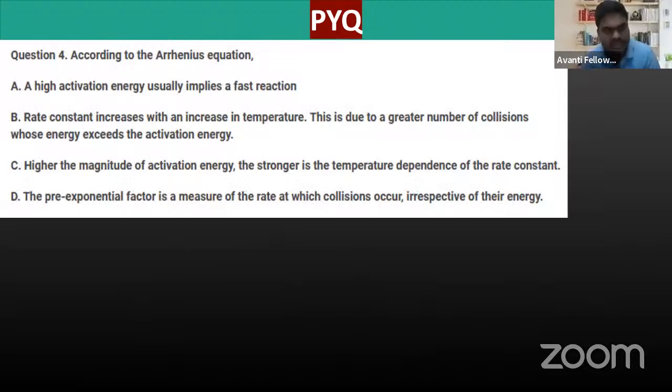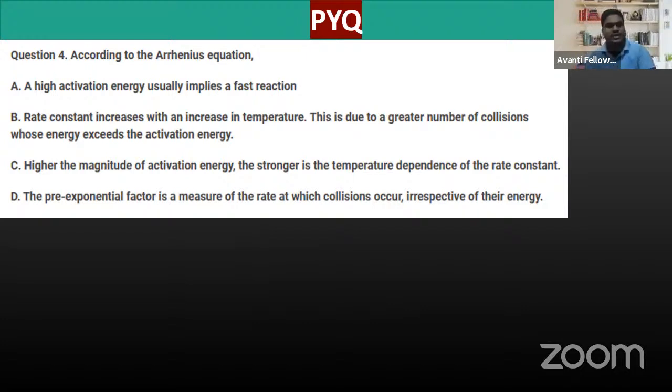Now, according to our Arrhenius equation, a higher activation energy usually implies a slow reaction. Okay, the first point is this. And the next one is the rate of reaction, right? This question is basically according to the Arrhenius equation.